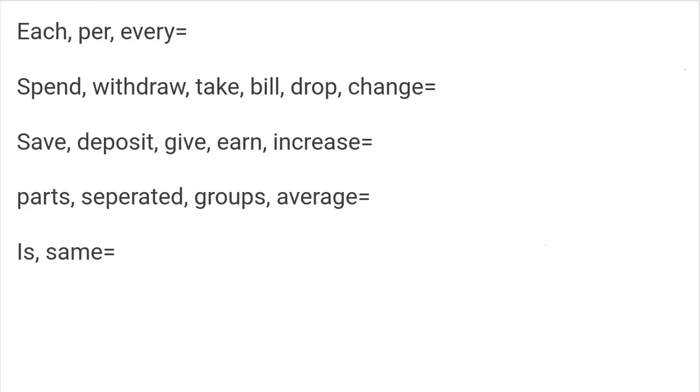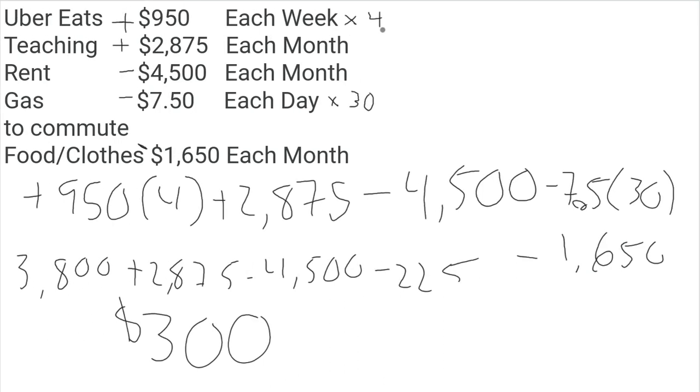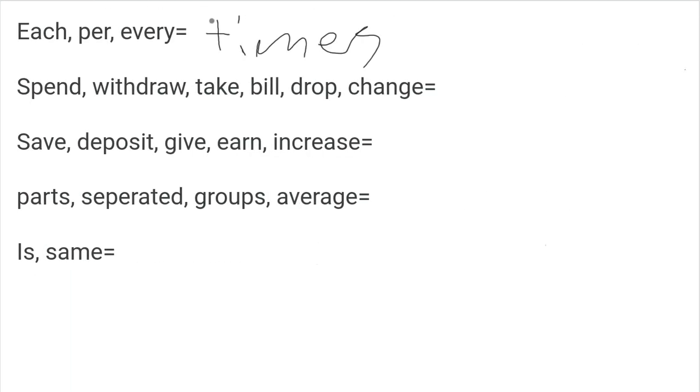So I want you to pause the video and write down all of these words. What each of these words means is: each, per, every, that means times. So when it said each day, per day, every day, that's why we multiplied in the first one by 4. Each week by 4. Each month we multiplied by 1. Each day multiplied by 30. So every time you see these words, we're going to multiply.